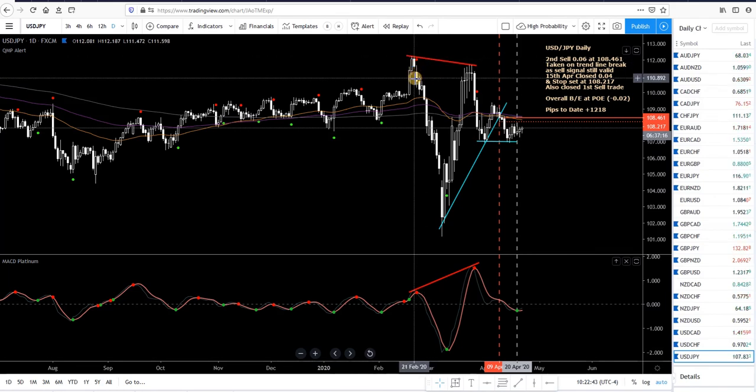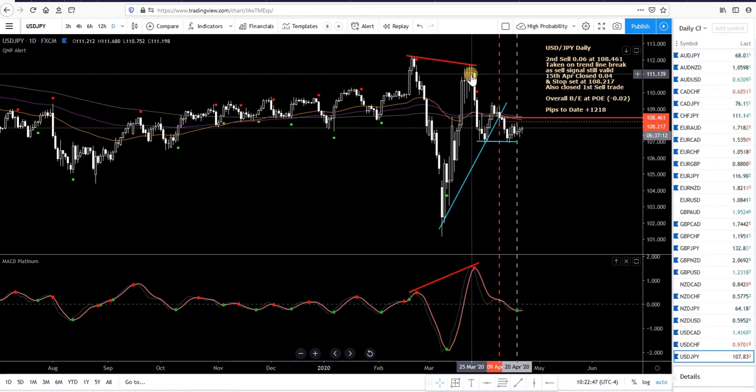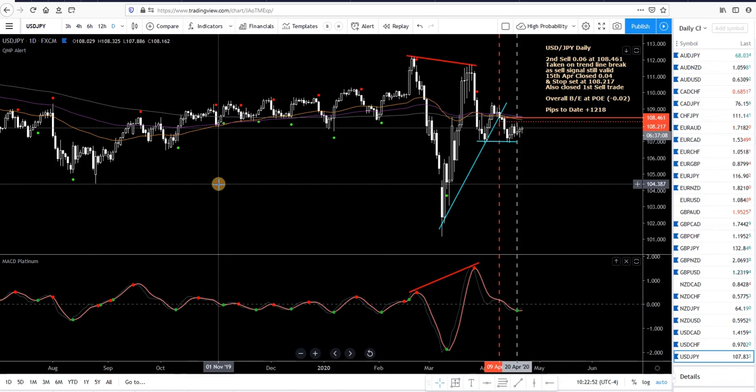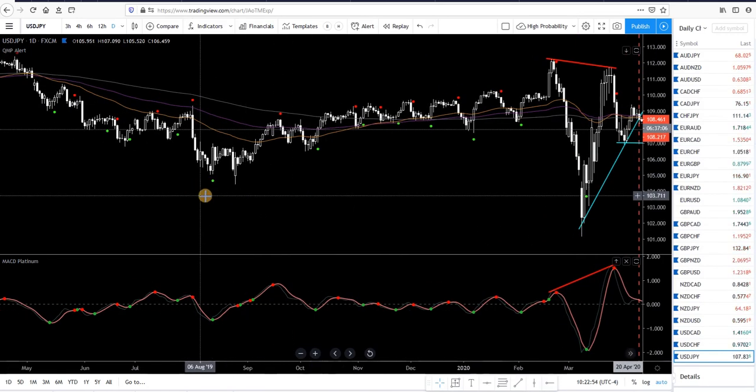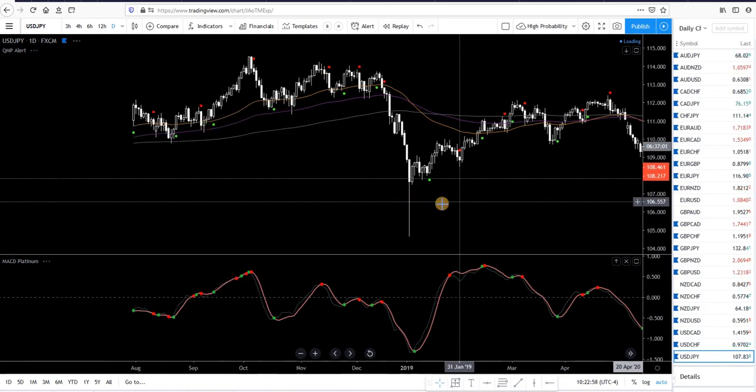And here we go. Get this one here. Look at this. Then you get the green one. Look at that. Get the red one. Bang. So that's how I used to trade, just off the QMP filter dots. If you go back in time, just look at the charts.